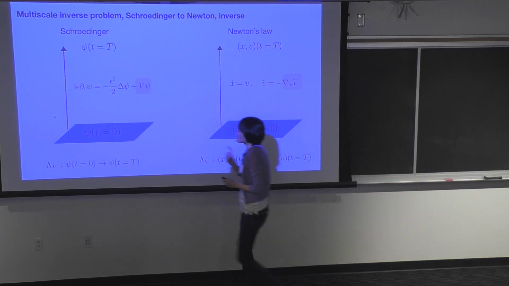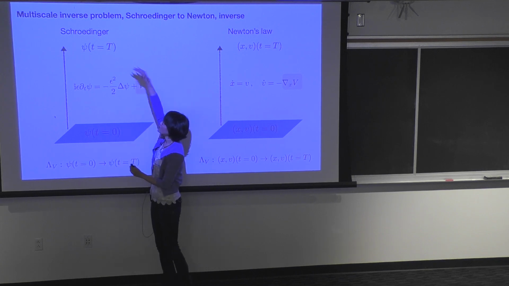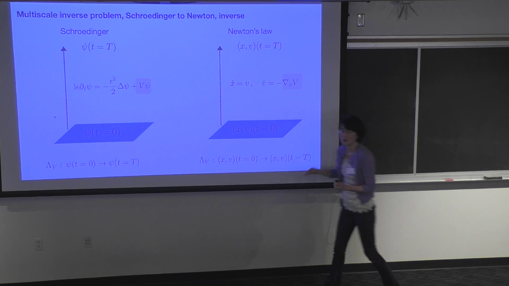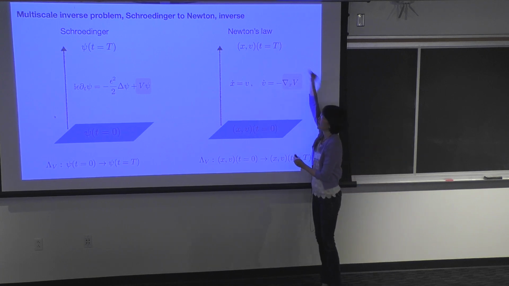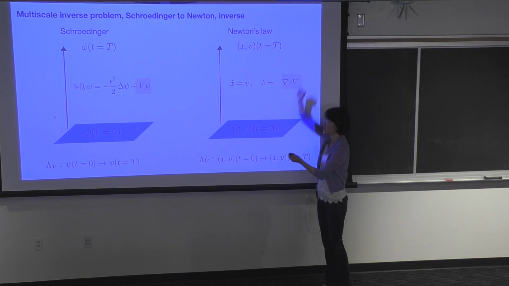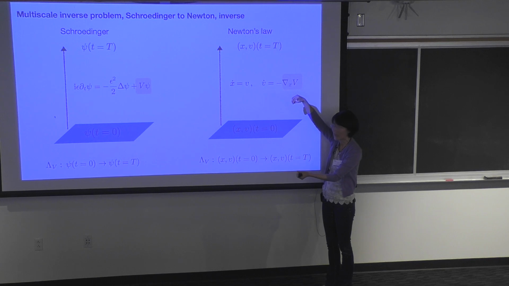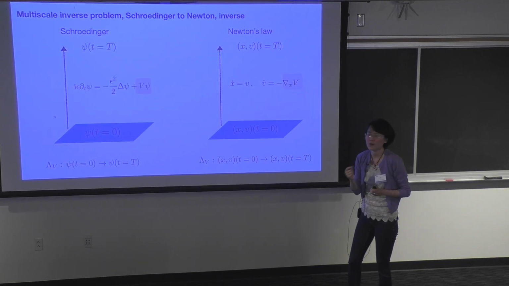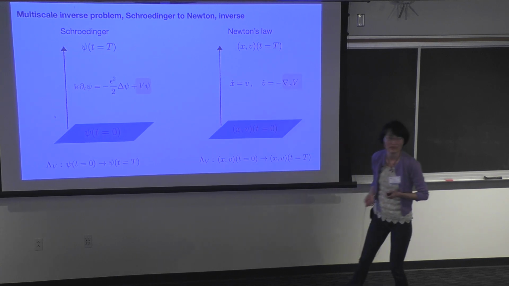Now we are in the inverse setting. The inverse setting is, I tell you the initial data, I also measure the final state. Can I reconstruct the potential? The same story for Newton. I tell you the initial point of the particle. I tell you after a certain time where the particle is. Can I use these two, the initial and final state, to reconstruct the potential over here? Previously, we had said these two systems are the same, so potentially the inverse problem is the same as well.